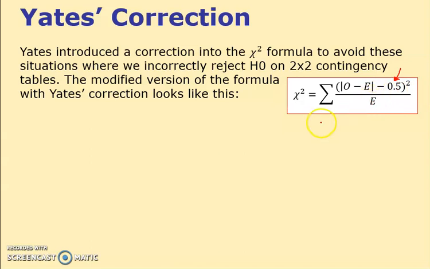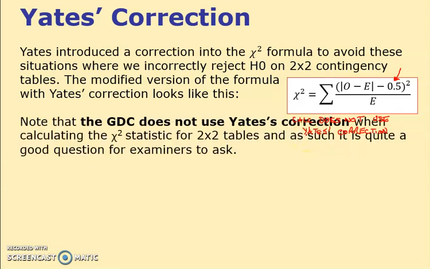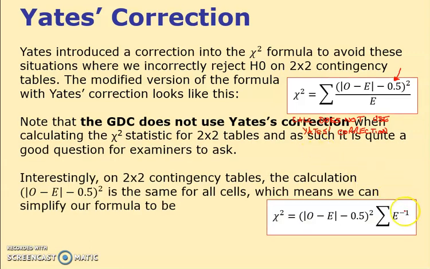Now, bear in mind, the calculator does not use Yates's correction. Now this matters because it basically says if a 2 by 2 question comes up on an exam, if you do your 2 by 2 just by pressing the calculator button, which you very often are expected to do on say a 3 by 3 or 3 by 2 or 4 by 2, if you use the calculator you'll get the wrong answer, and therefore be careful. So the calculator does not do it. We are going to have to use this formula.